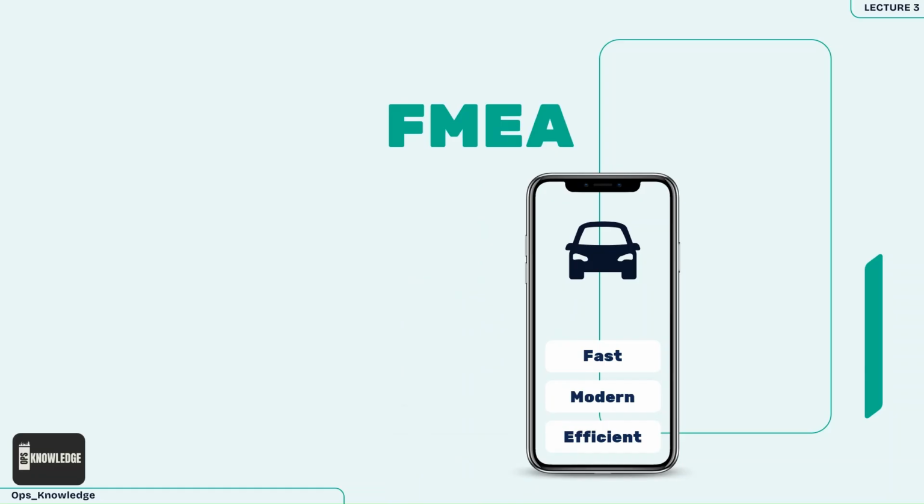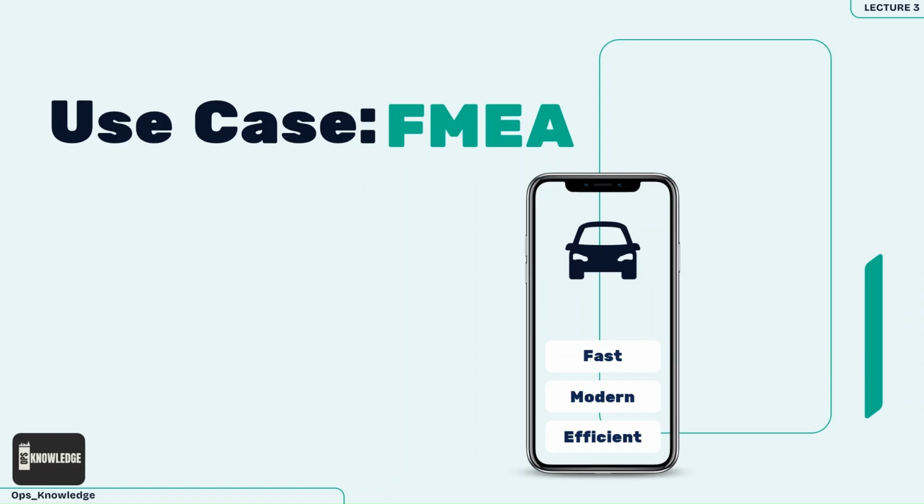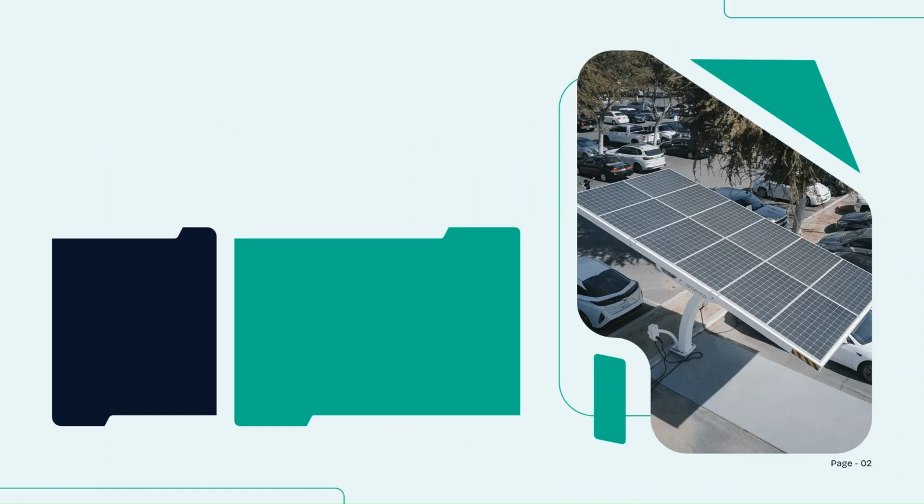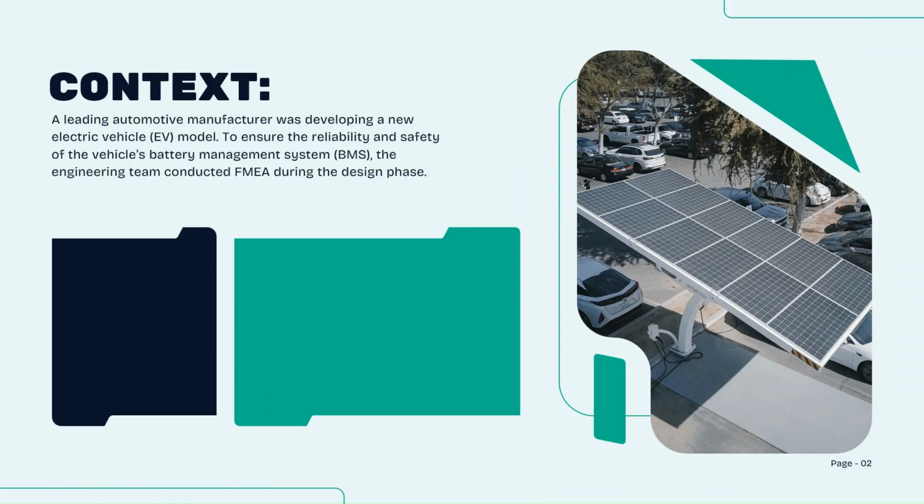It's lecture 3, and in today's lecture, we'll be talking about a use case of electric vehicle design and development. Let's talk about the context first. The context is that a leading automotive manufacturer was developing a new electric vehicle model to ensure the reliability and safety of the vehicle's battery management system, BMS. The engineering team conducted FMEA during the design phase.